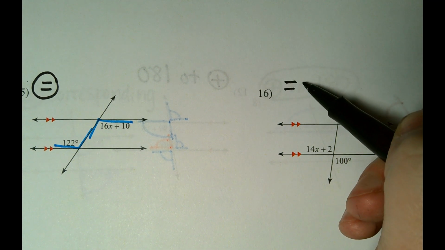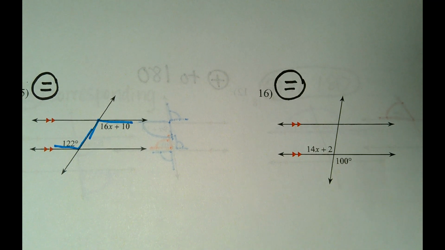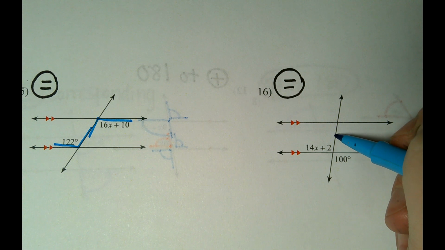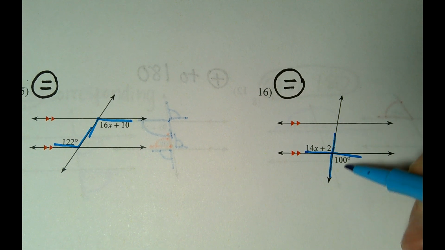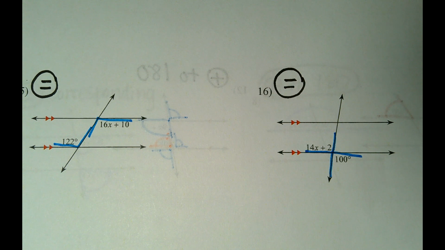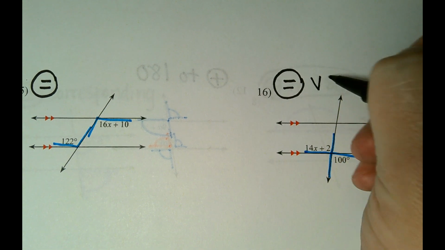Equal. What's the relationship called when they're right across? Corresponding is when they're on the same side. Vertical is when they're right across.